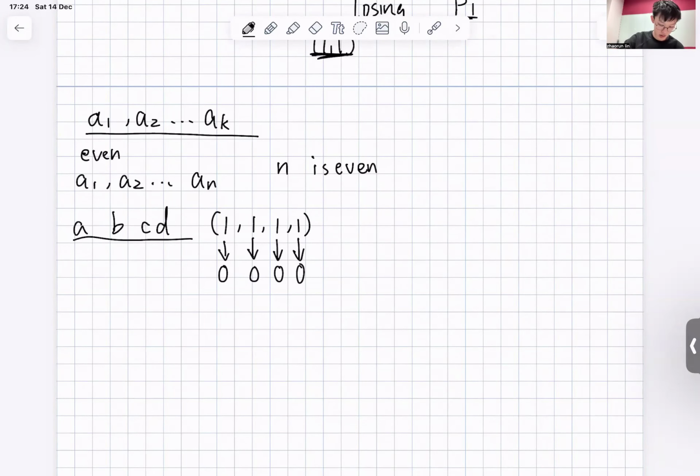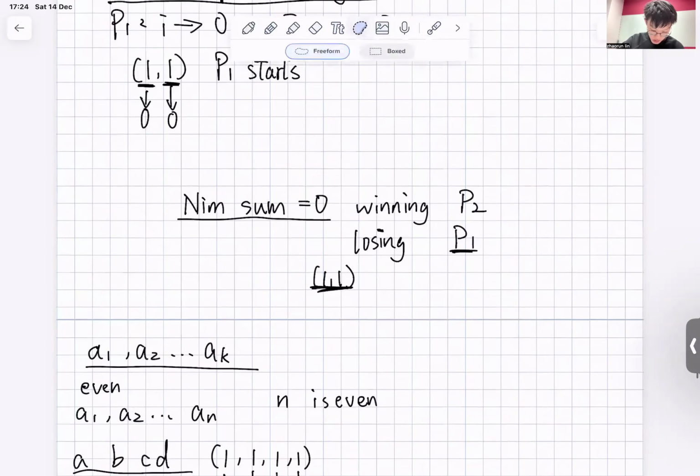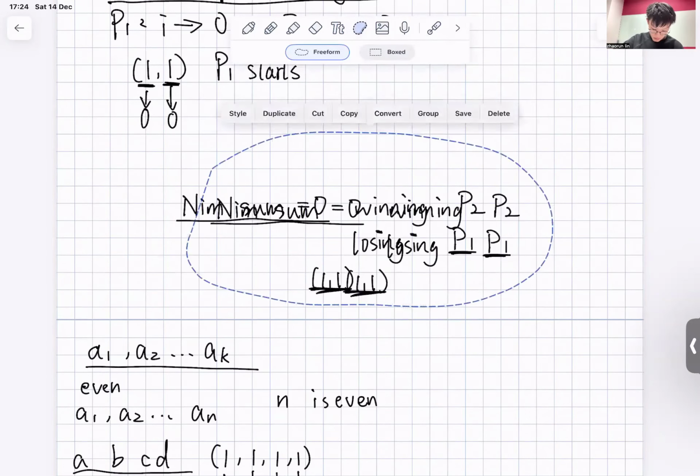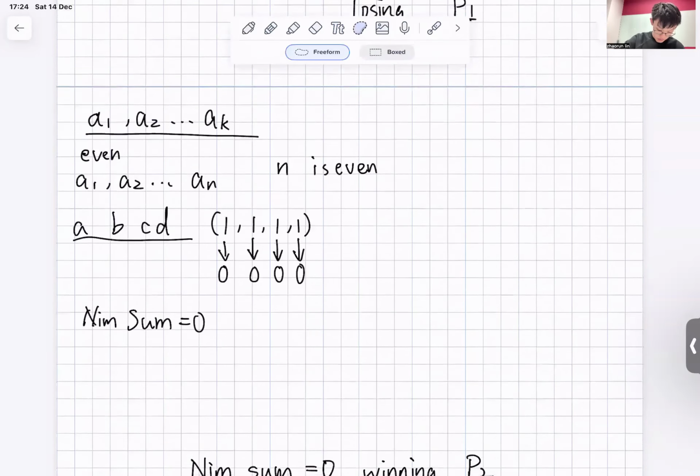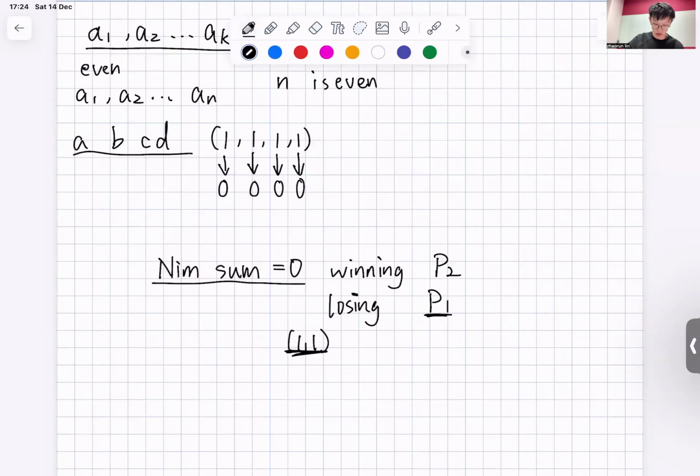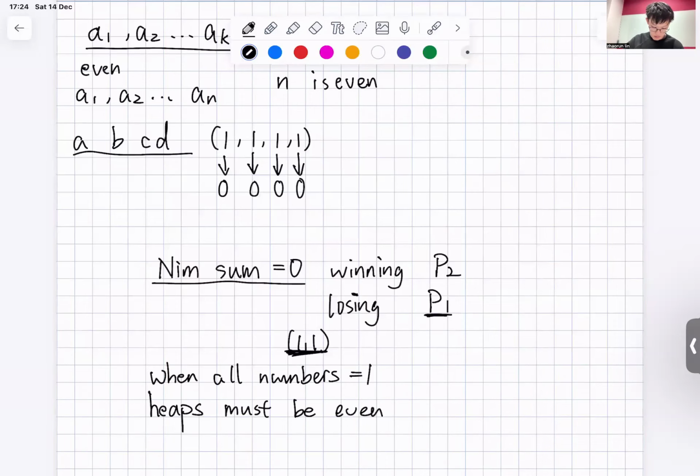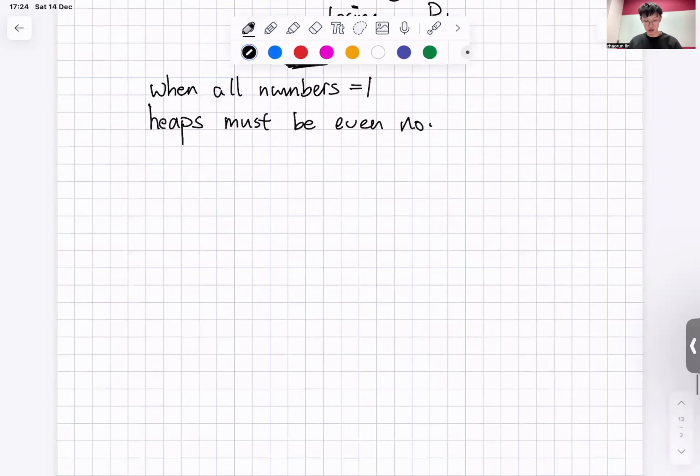So the extension is that we still have a nim sum of 0. We still have this conclusion. But when all the numbers are 1, we must have an even number of heaps. So this is the extension.